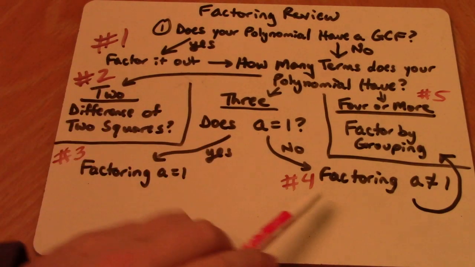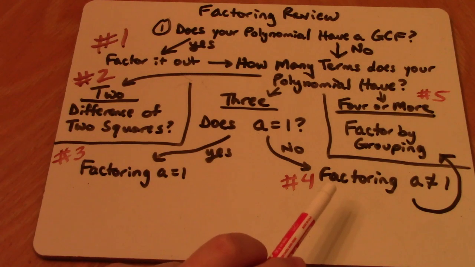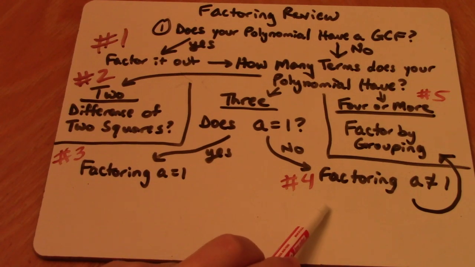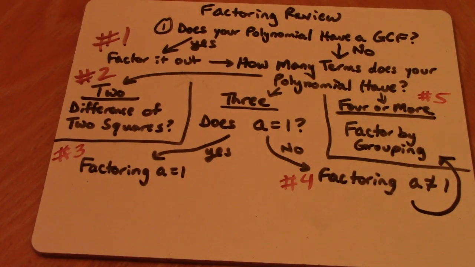And if the answer is no, well, that becomes factor by grouping. So we'll have a video here for trinomials where a is not equal to 1, and we'll have one additional video for polynomials with 4 or more terms, which is also factor by grouping.